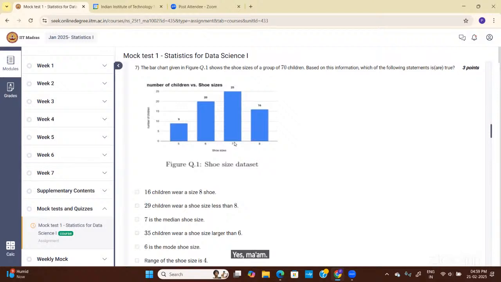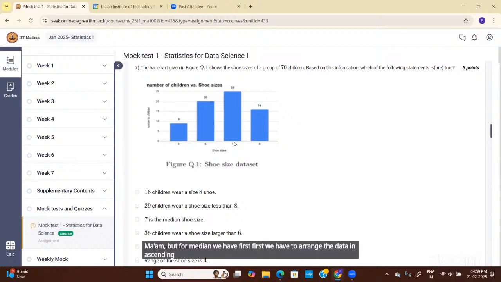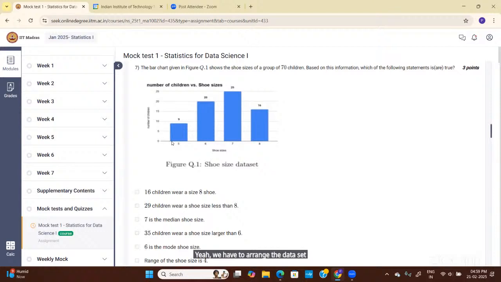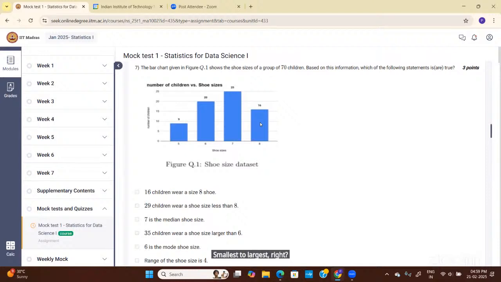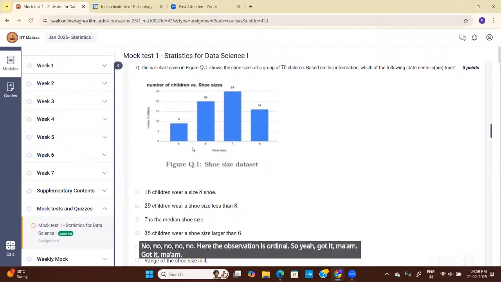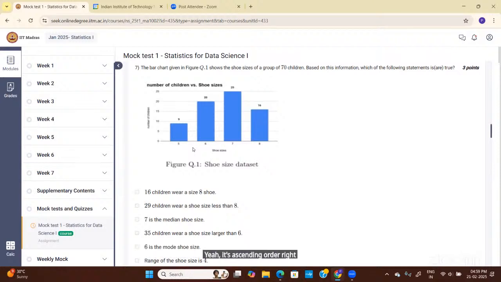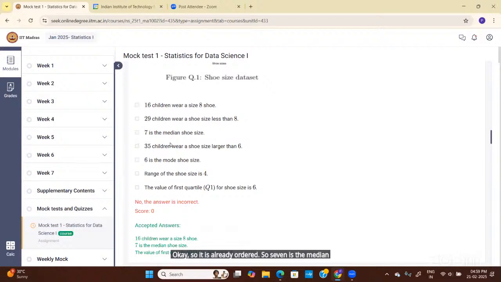But for the median, we first have to arrange the data in ascending order. Yes, we have to arrange the data set. Here you can see that it is already arranged from smallest to largest. Here the observation is ordinal, so it is already ordered. So 7 is the median shoe size, which is correct.